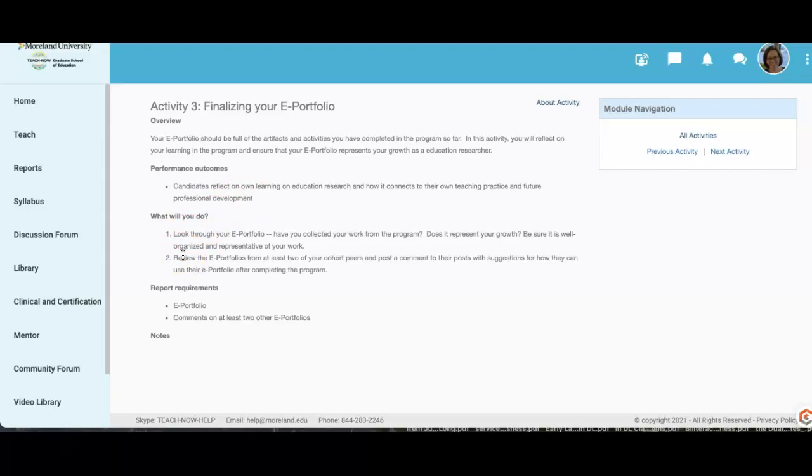And you're going to upload it onto the platform, and you're going to review the e-portfolios of at least 2 of your cohort peers and post a comment with some suggestions on how they can use their portfolio when they complete the program, or if they may need to make any adjustments and changes, okay? And you can go ahead and make some adjustments and changes. So that is activity 3.